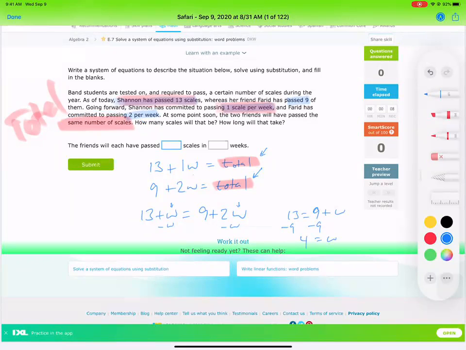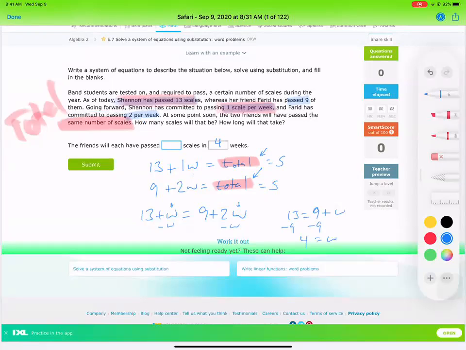So W stood for what? It stood for weeks. Now I like to label my variables after the words that we're looking at. So this could have been total, could have been S for scales. Right? W is for weeks. And then the friends will each have to pass how many? So we answered one part of the question.